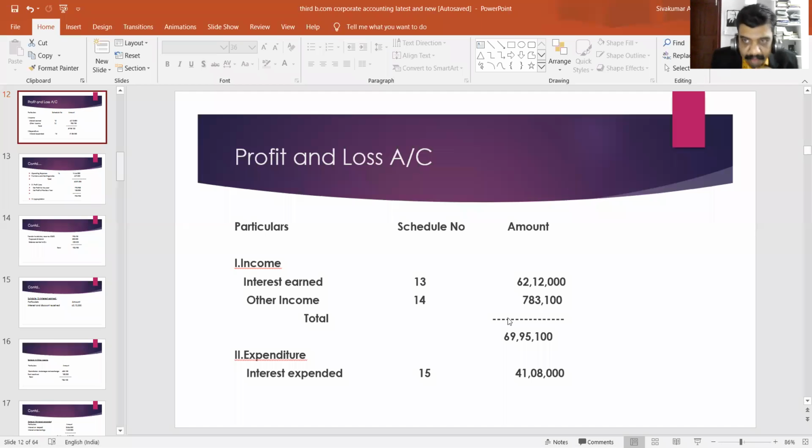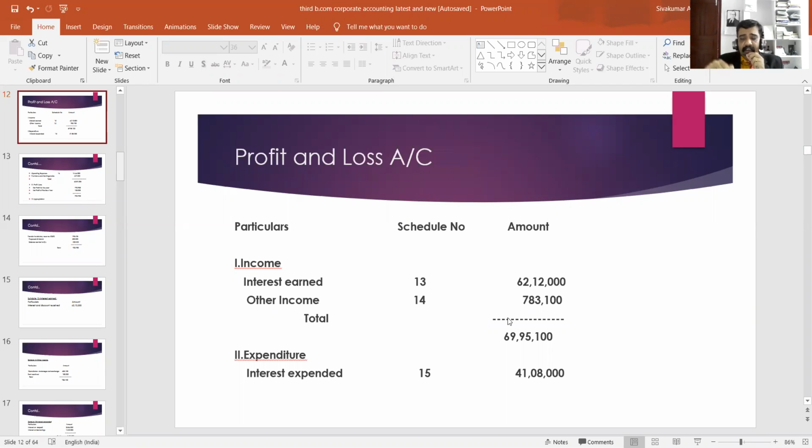Okay, students, good morning. Now we may discuss a profit and loss account of a banking company with imaginary figures. I have already given a question with imaginary figures, and an answer to that question. Please read my PPTs and understand how you can draw the profit and loss account of a banking company.